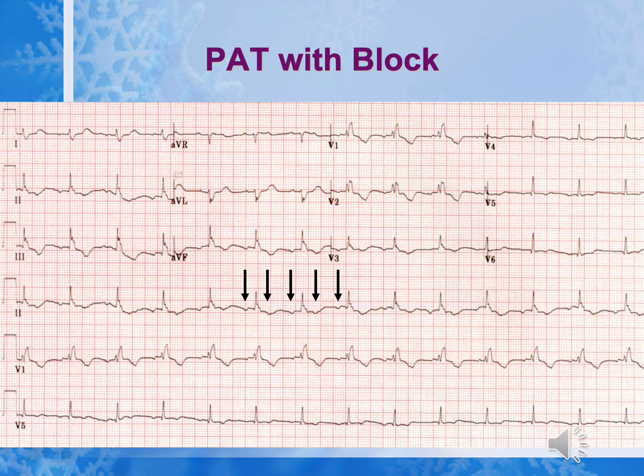However, you notice that the QRS complexes are not as fast as the P waves are, and so some of the P waves obviously would be blocked. So this is a rhythm of paroxysmal atrial tachycardia with block, which is considered to be a red flag pathognomonic rhythm for digitalis toxicity.